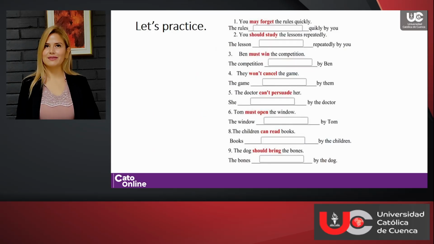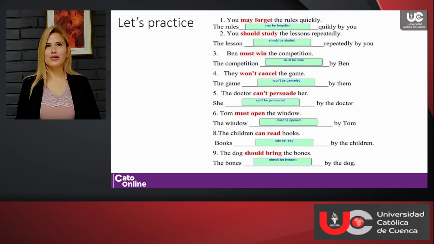So, let's practice. If you need more time, please make a pause and then complete your exercise. For example, here, remember that you have to put the object first. So, the rules may be forgotten quickly by you. The lesson should be studied repeatedly by you. The competition must be won by them. The game won't be cancelled by them.